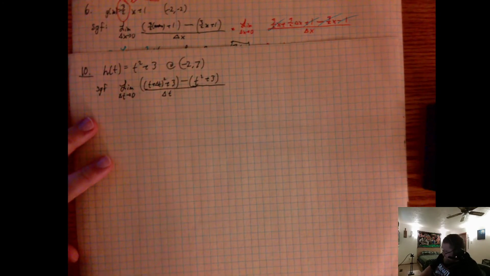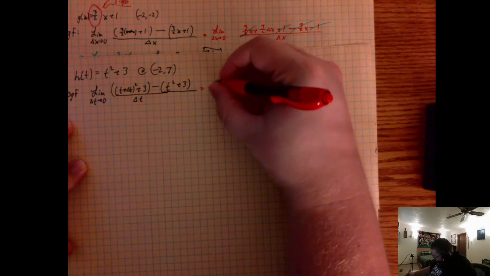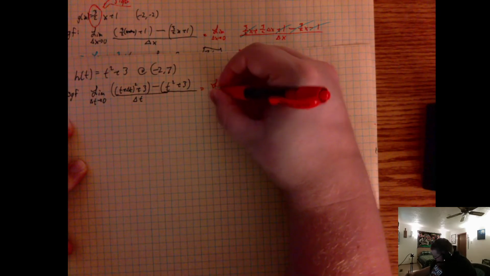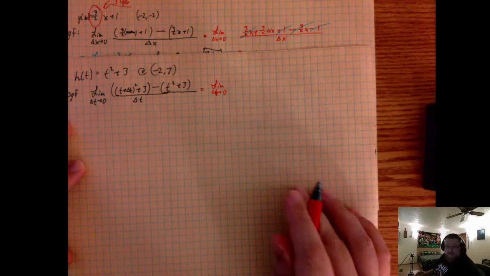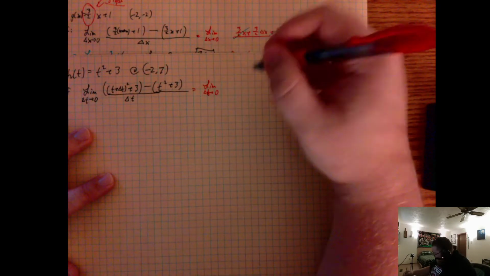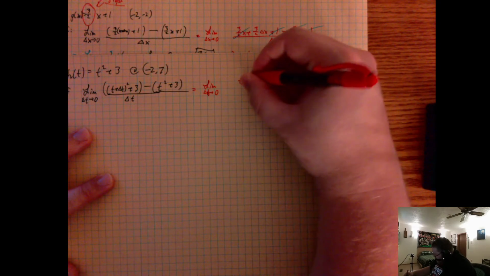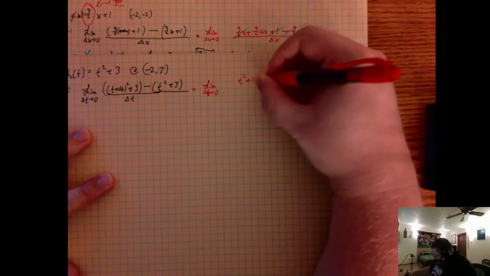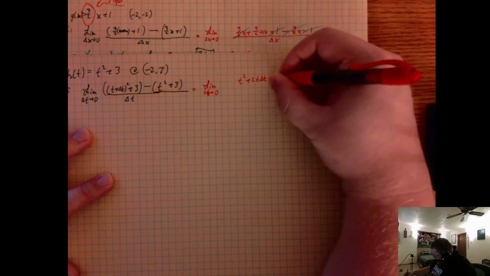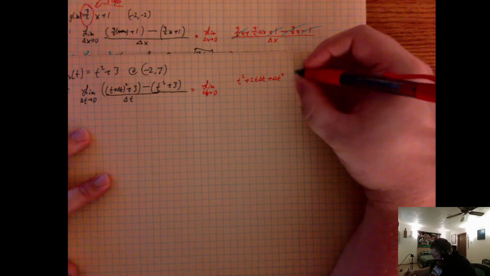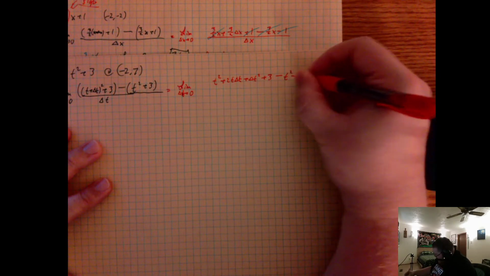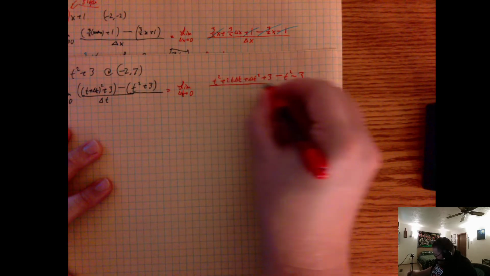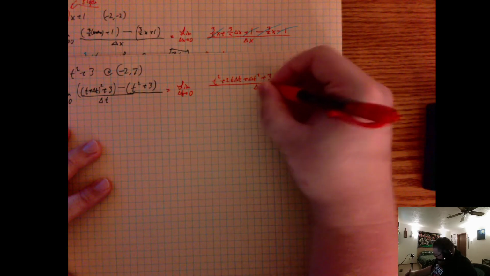Well, let's start doing some calculus. Limit as delta x approaches 0, or in this case, delta t approaches 0. I use the perfect square formula: t squared plus 2t delta t plus delta t squared plus 3, minus t squared minus 3, all over delta t.